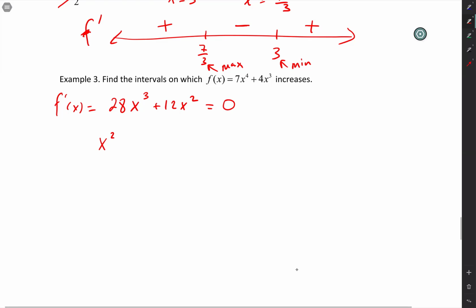Can I factor out a 6? 4? Excuse me. 4 goes into 28 7 times. 7x plus 4 goes into 12 3 times.